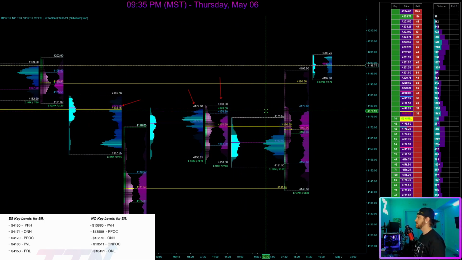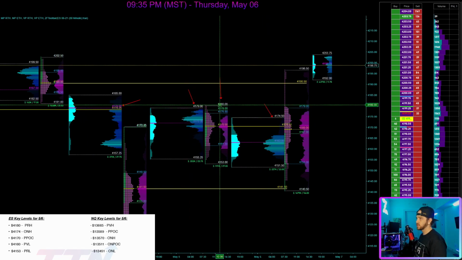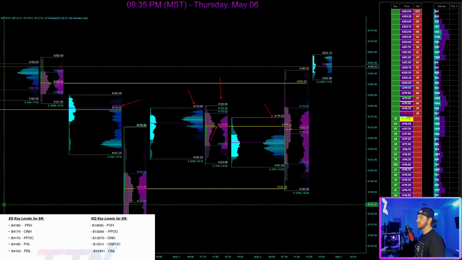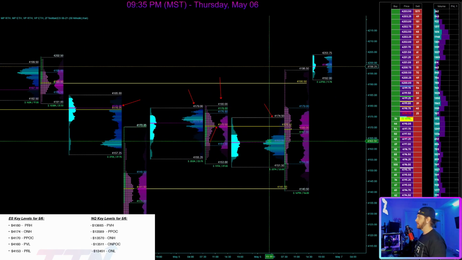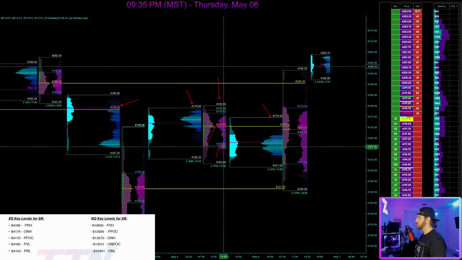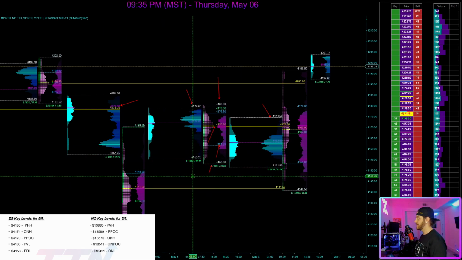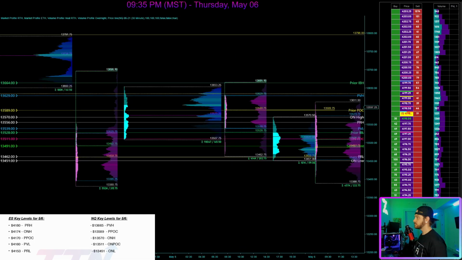Next level I was looking at was the overnight high at 4174, just below that a little bit. Next level was the prior point of control, 4170.50. The fourth level that I was interested in was the value area low from yesterday's session. And last but not least, I was looking at yesterday's low as the last key level.